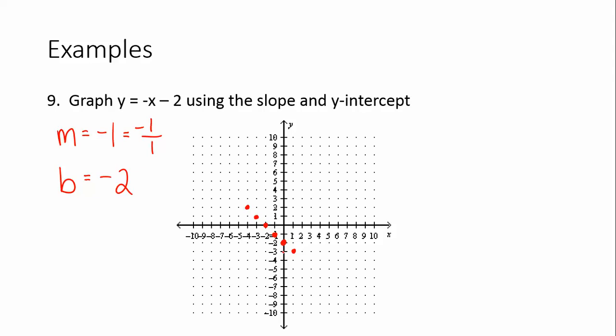Notice if I went down 1 and this way, that doesn't make a line. I need to make a line. Down 1, over 1. Down 1, over 1. Down 1, over 1. And again, you could continue that all the way through. You need at least 5 ordered pairs: the y-intercept plus 2 in each direction.